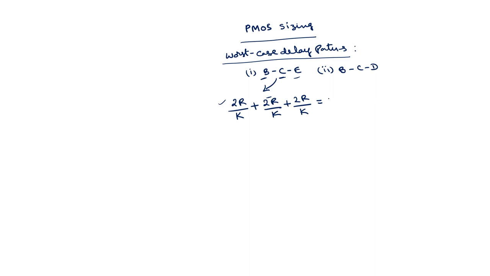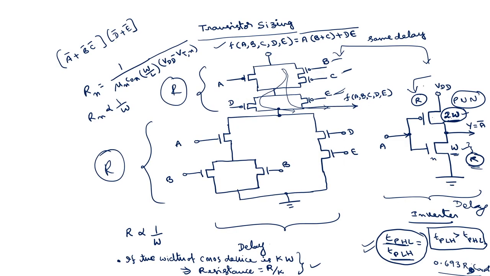This should be equal to the equivalent resistance of R. The effective resistance should be R for both the pull down network as well as the pull up network. So what will be this? R and R get cancelled, K is the LCM, and from this we will get K equal to 6. That means the widths of B, C and E should be 6W, 6W, 6W.